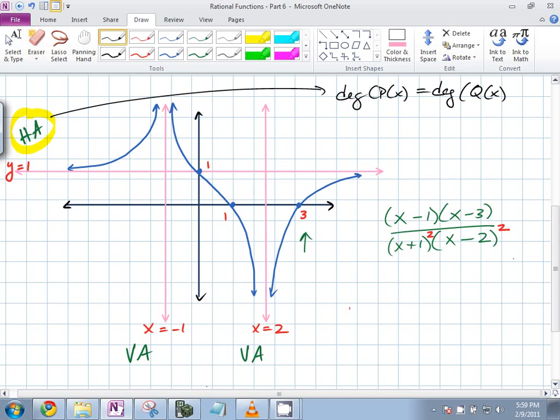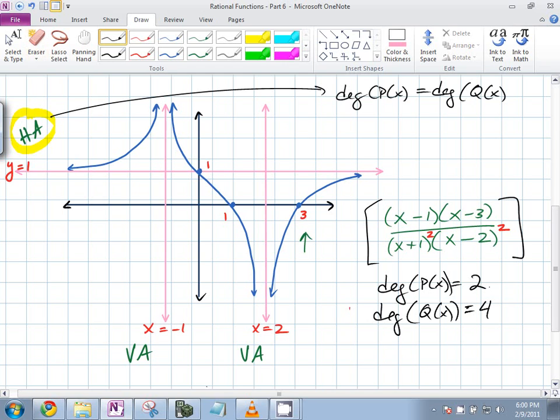So, how do you go about doing this? What do we need to modify? Well, at this point, the degree of the numerator is 2, because this would be a quadratic if you multiplied it out, and the degree of the denominator is 4. The degrees are not the same, so right now this does not have a horizontal asymptote at 1. It has a horizontal asymptote at 0. So how do we move it up without affecting the vertical asymptotes or the x-intercepts?